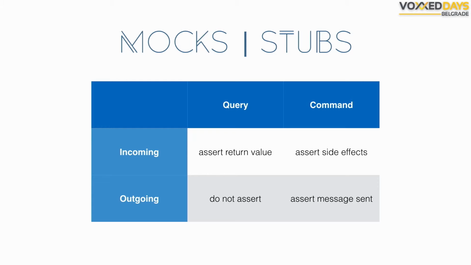And you can also think of methods being incoming and outgoing. So if you're testing an object, incoming methods are the methods that are being called on you.